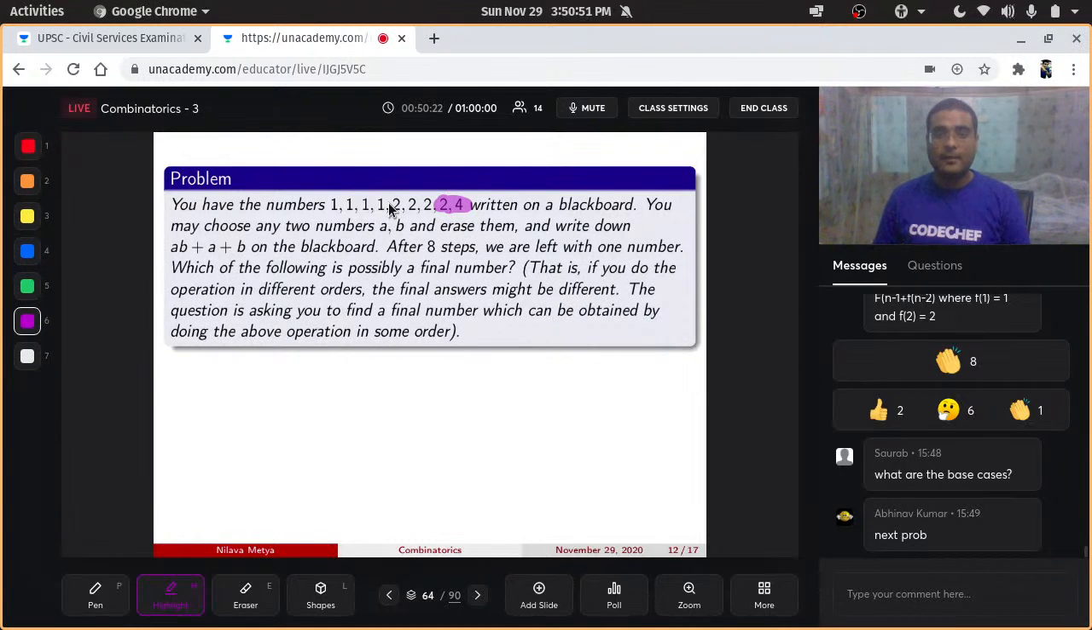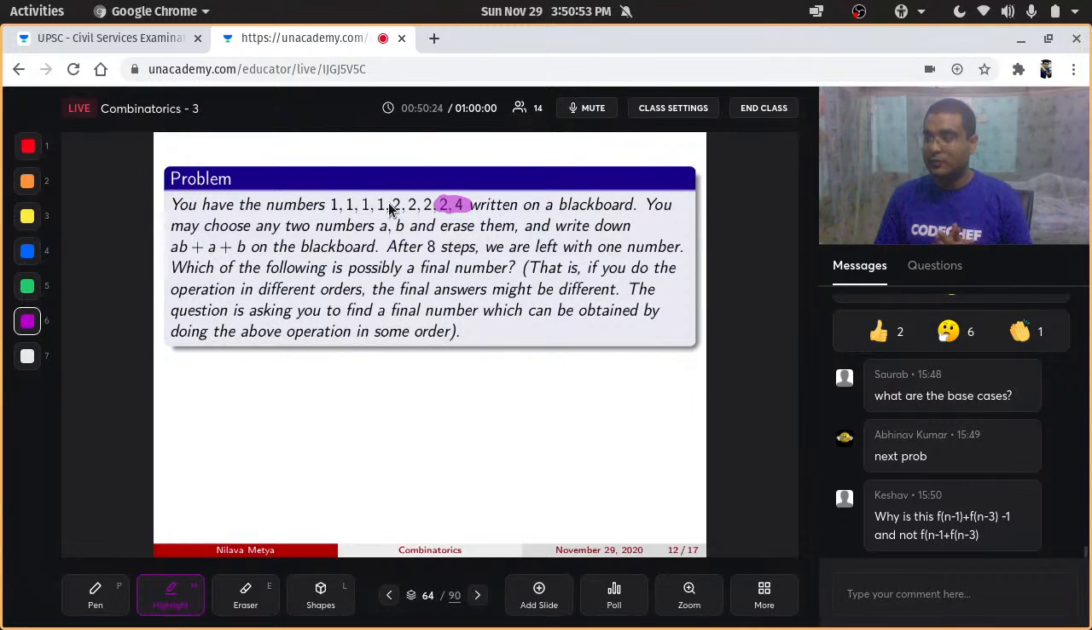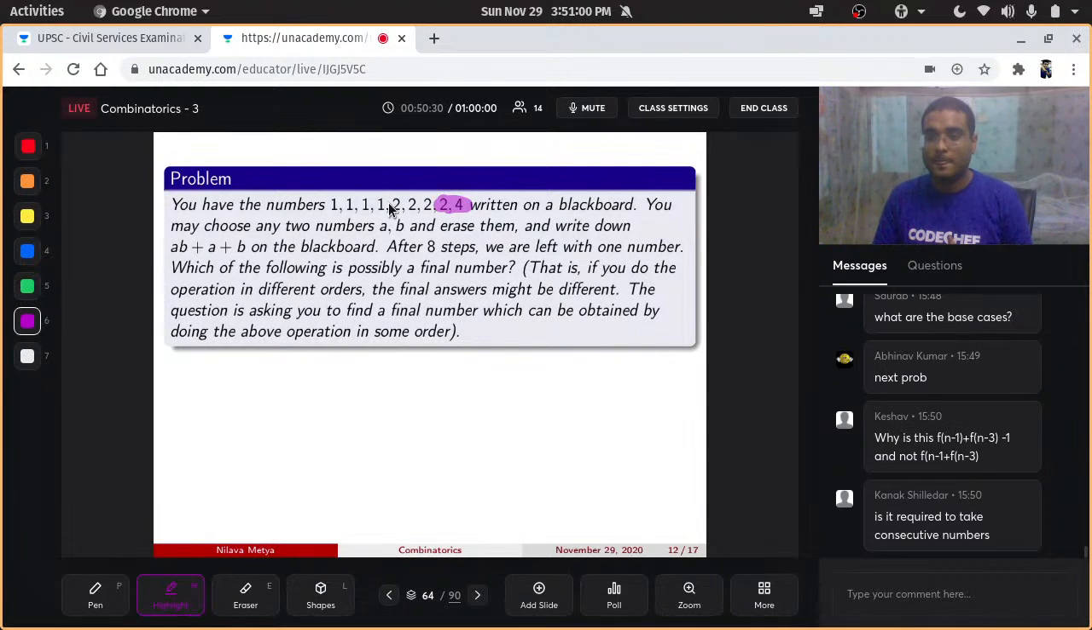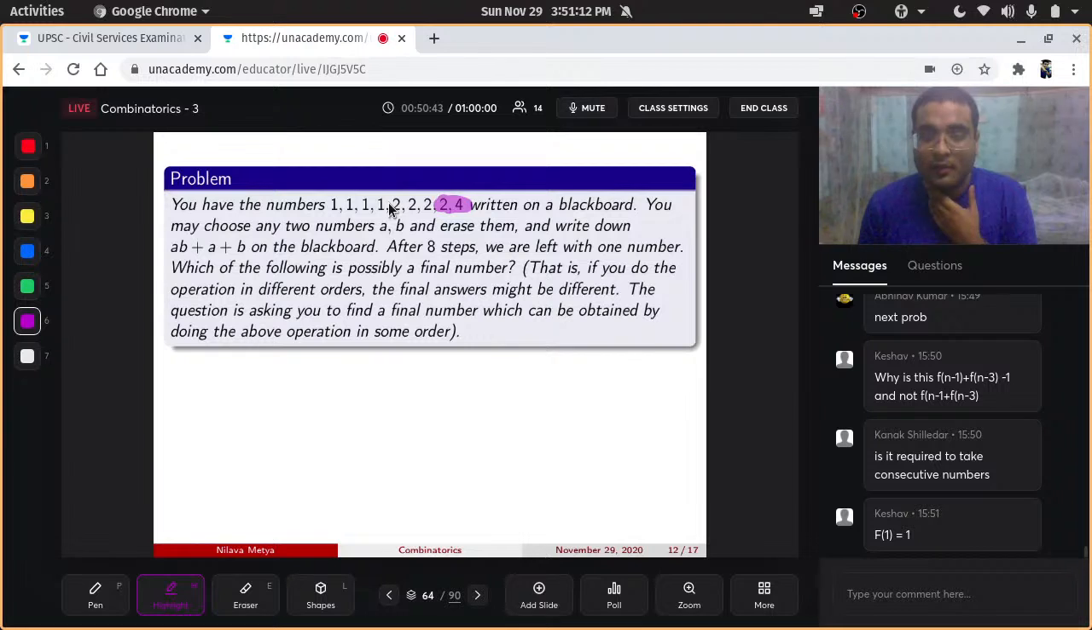Now it might happen that if you follow a different sequence, so what someone is doing is that maybe they choose 2 and 4. Maybe I choose 1 and 2. Maybe someone else chooses 1 and 1. So that gives a different sequence, right?